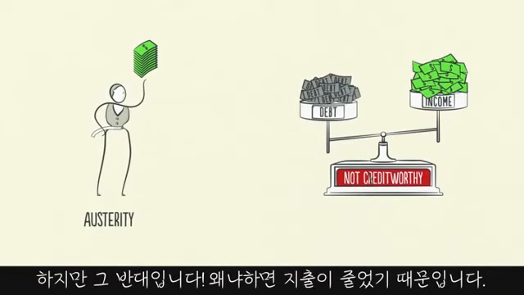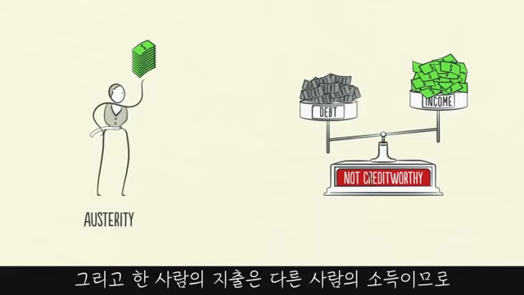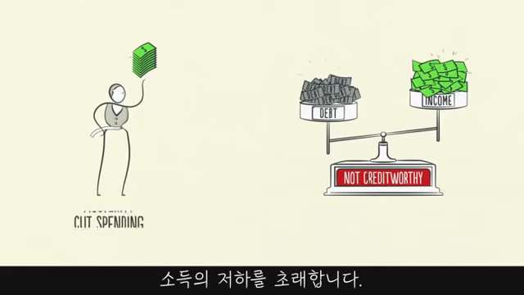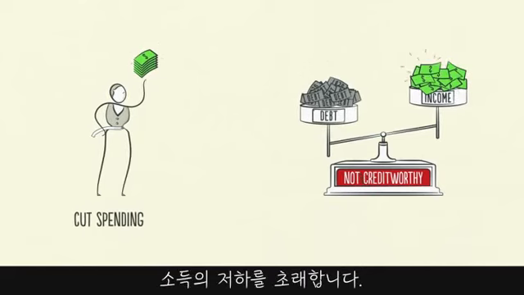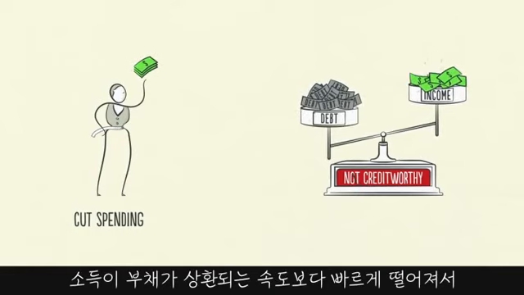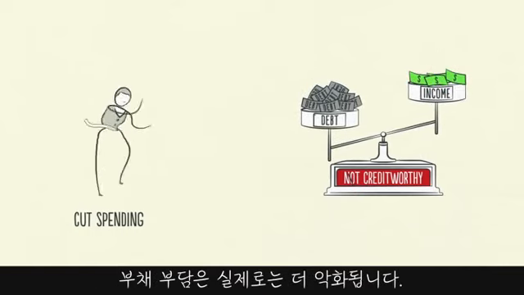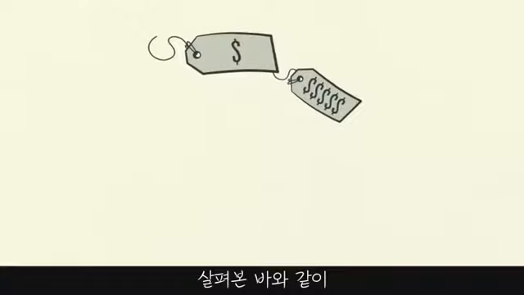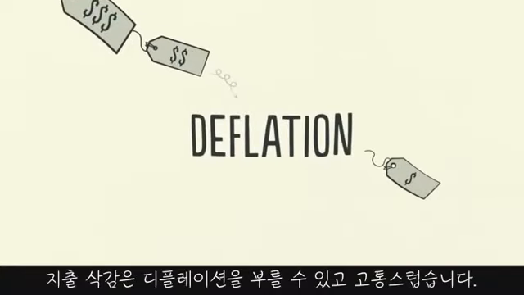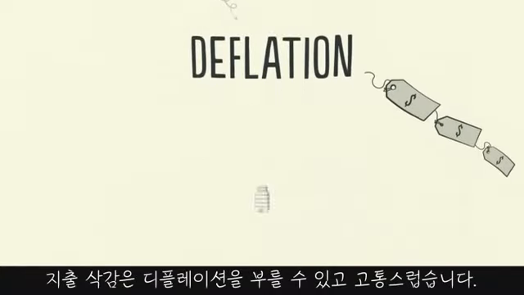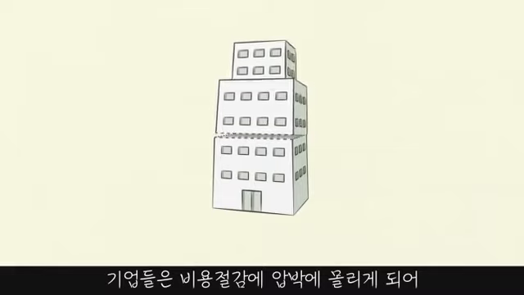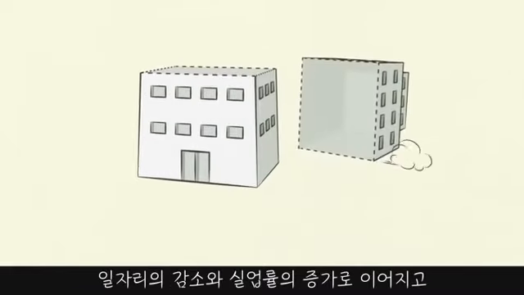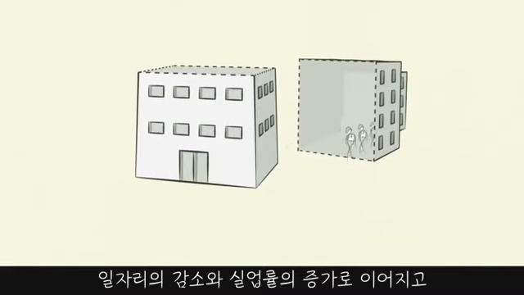Because spending is cut, and one man's spending is another man's income, it causes incomes to fall. They fall faster than debts are repaid, and the debt burden actually gets worse. As we've seen, this cut in spending is deflationary and painful. Businesses are forced to cut costs, which means less jobs and higher unemployment.